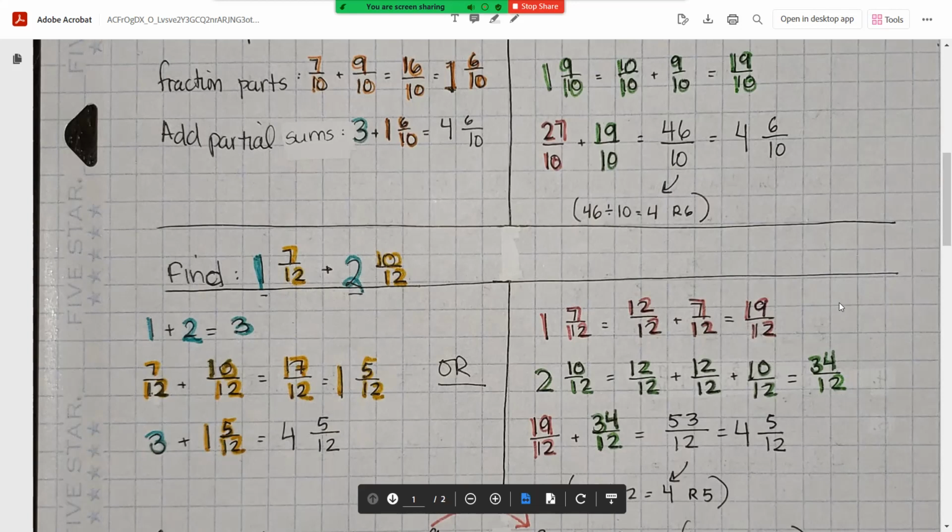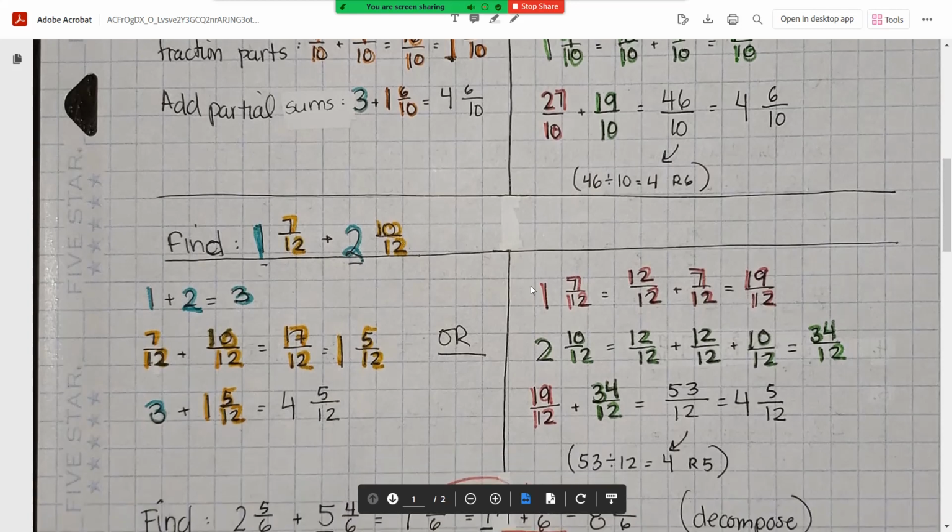To do it by changing to improper fractions, I had my 1 and 7/12, which is the same thing as saying that 1 whole is 12/12 plus the 7/12, which gave me 19/12. My 2 and 10/12 is the same thing as saying 12/12 plus 12/12 plus that 10/12 part. So 12 plus 12 is 24, plus 10 more is 34. So 19/12 plus 34/12, we leave the 12s alone, we just carry them over. 19 plus 34 is 53.